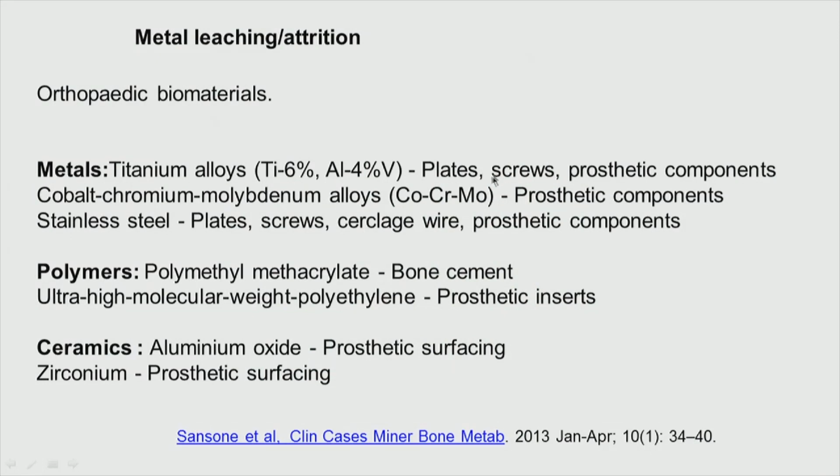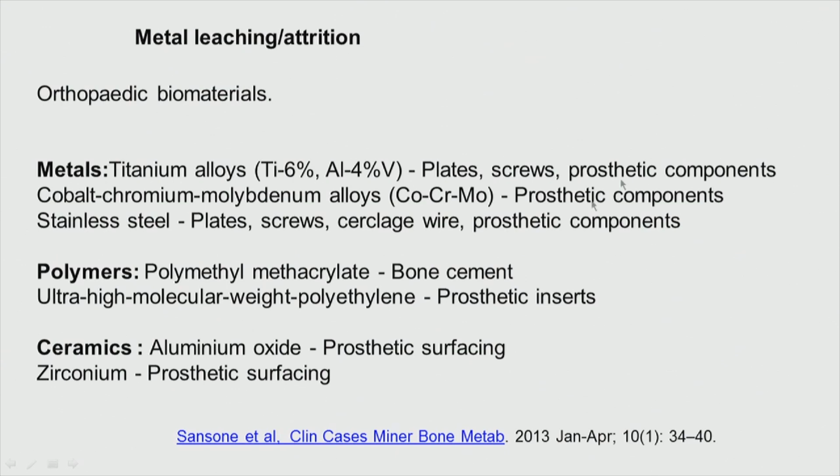alloys, which are mainly used for plates, screws, prosthetics, cobalt, chromium, molybdenum alloys for prosthetics, stainless steel for plates, screws, wire, polymers, polymethyl methacrylate as a cementing agent, ultra high molecular weight polyethylene as the prosthetic insert, ceramics, aluminum oxide for prosthetic surfacing, zirconium prosthetic surfacing.